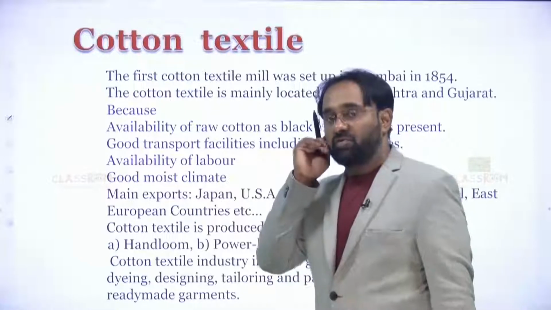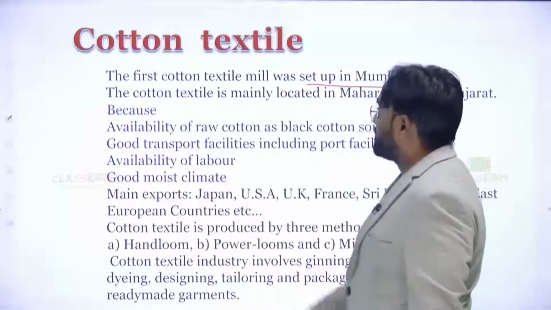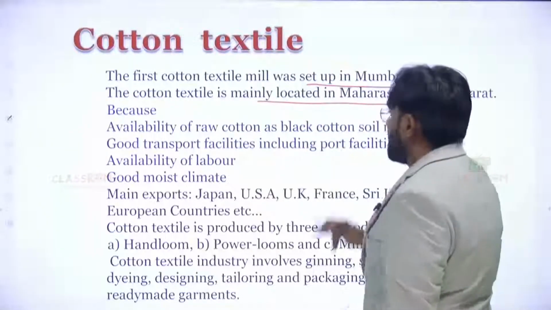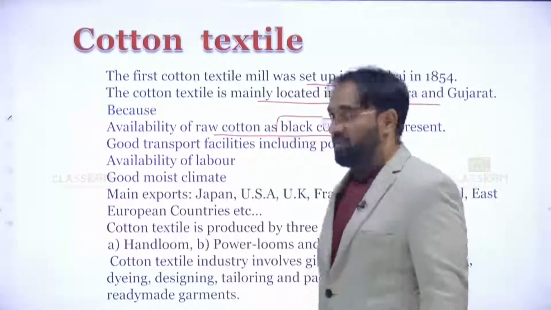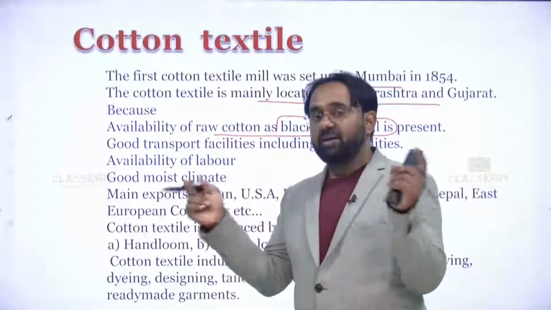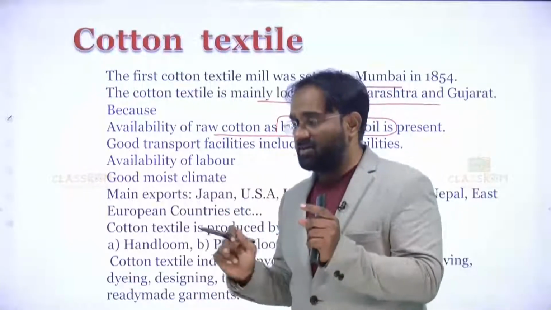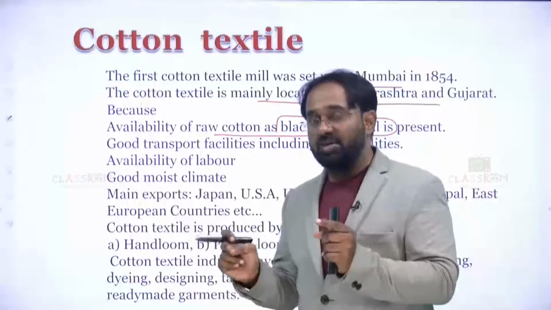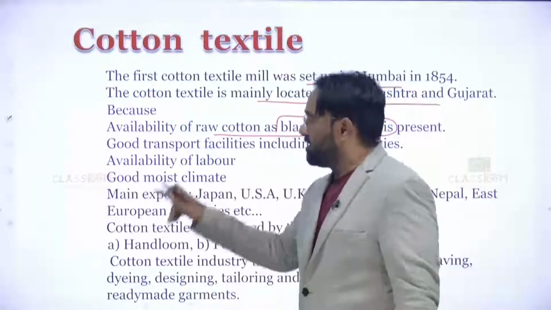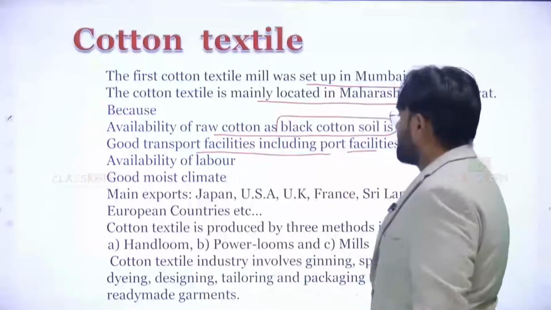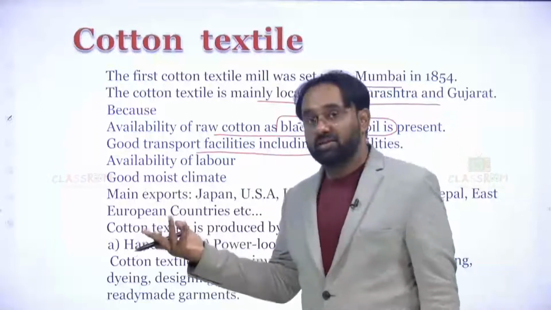Cotton textile. First of all, we will learn about cotton textile. The first cotton textile mill was set up in Mumbai in 1854. The cotton textile industry is mainly located in Maharashtra and Gujarat because of the availability of raw cotton, as black cotton soil is present. Okay, now we are connecting agriculture and industry. Where do you find cotton? Cotton is grown in the Maharashtra and Gujarat regions, black cotton soil, and the cotton industry was established here during the time of the Britishers in 1854. Okay. So, good transport facilities including port facilities. Okay, you have an excellent port in Mumbai, and you have excellent ports in Gujarat.